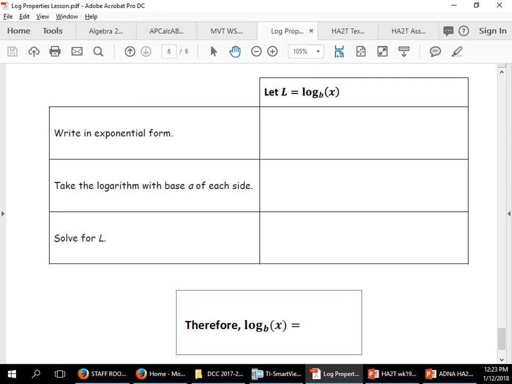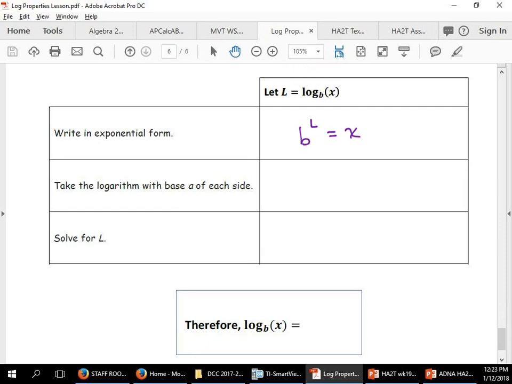It's L. So that means if we were to write this in exponential form, we would say b to the power of L equals x. Because this says, what power of b is x? And you know that the power is L.